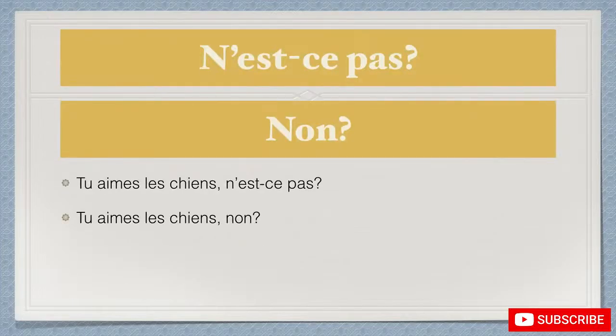Another way is if you take a sentence and then you just add the words n'est-ce pas or non at the end. So for example, tu aimes les chiens, n'est-ce pas? So you like dogs, don't you? A Canadian thing that we do here in Canada is we just add eh to the end. So you like dogs, eh? And there are other equivalents around the world in English that do that. But here we have tu aimes les chiens, n'est-ce pas? Or tu aimes les chiens, non? So you can add either n'est-ce pas or non at the end.